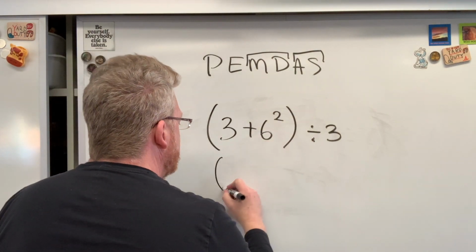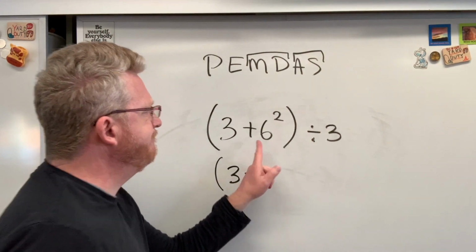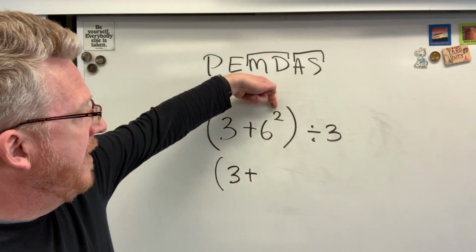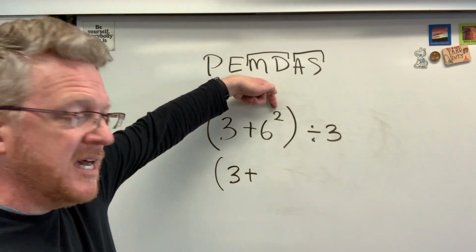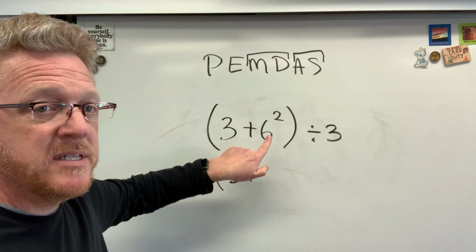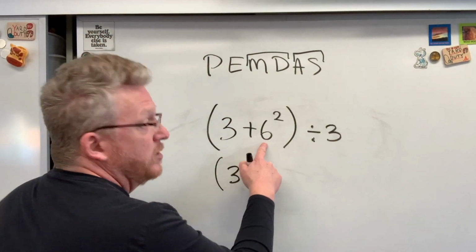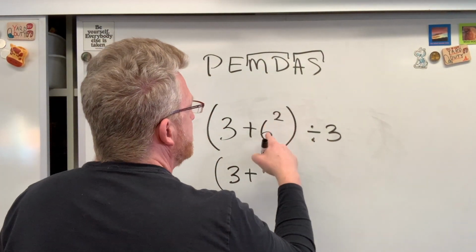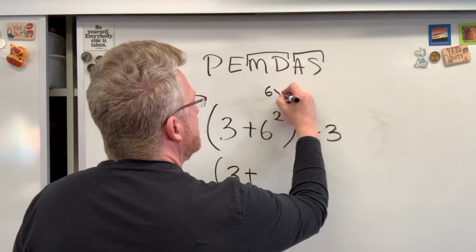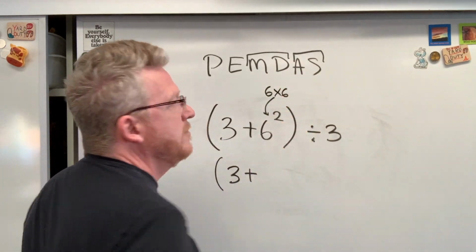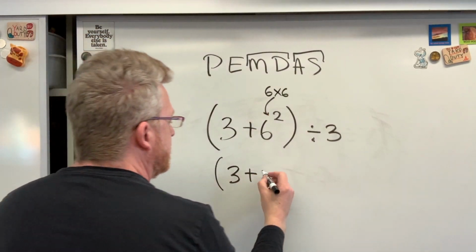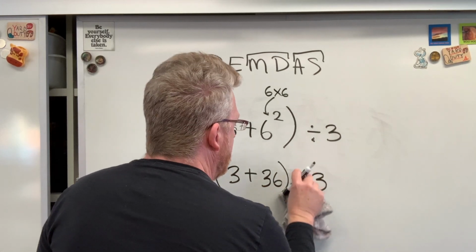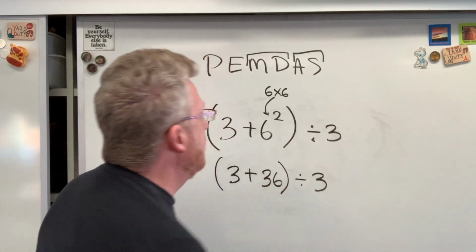So it's going to be parentheses 3 plus 6 squared. What is that? Remember, the exponent 2 tells me how many times the base number, which happens to be 6, is multiplied times the base number. So this 6 squared means 6 times 6. So what's 6 times 6? That's 36 divided by 3. I wrote plus, and I meant divided by 3. I said the words divided by 3, but I didn't write the symbol.